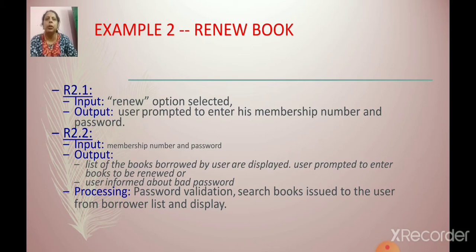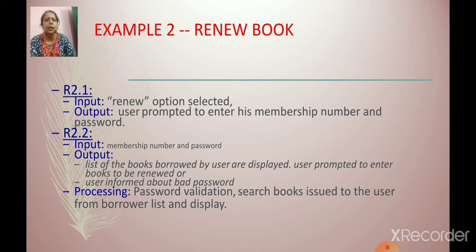In input, the renew option is selected, and in output, the user is prompted to enter his membership number and password. So when the renew option is selected, the user has to enter his membership number and password. Then in the second case, the input is membership number and password. Then the user enters the membership number and password.